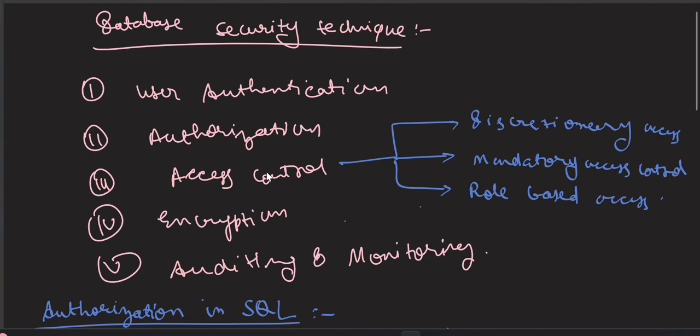So this is all about authentication. The next one is authorization. In authorization, it defines what action a user can perform, like read, insert, update, and delete.